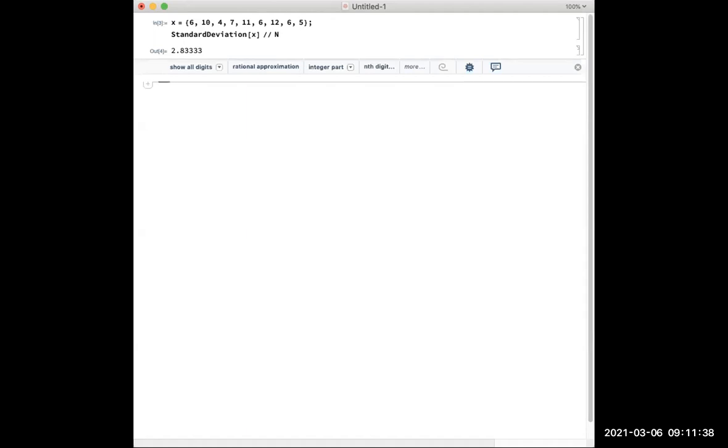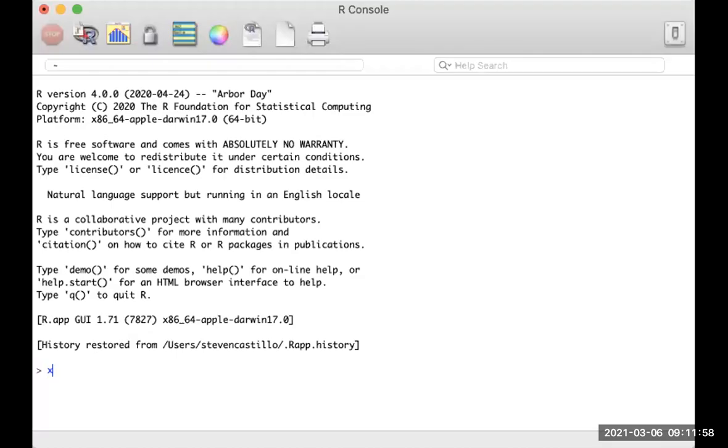Maybe R. Let's do R. Let's call this something. Let's call it X. And let's input all this stuff. 6, 10, 4, 7, 11, 6, 12, 6, 5. Okay, and let's find the standard deviation. 2.83. Okay.